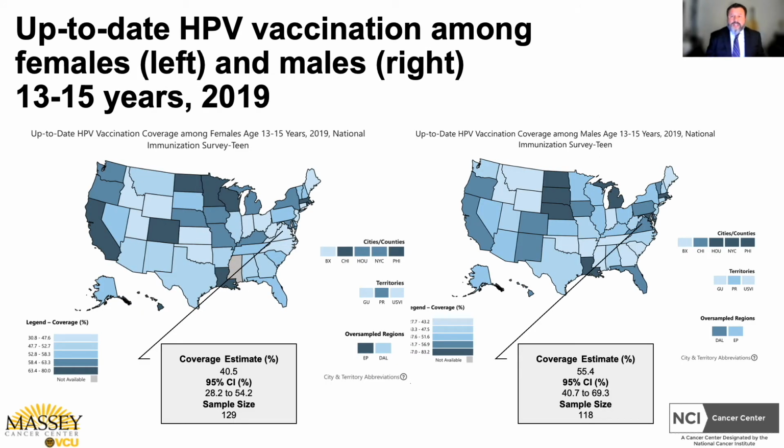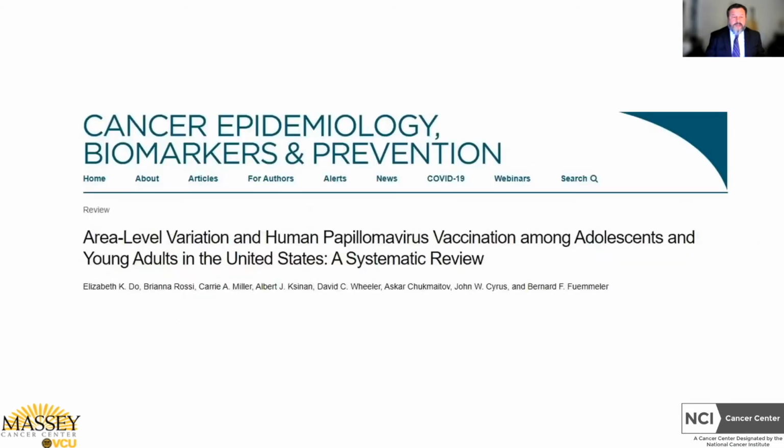So this is just a snapshot of the NIS Teens data. I'm just highlighting Virginia, that's where I'm from, but you can see that our up-to-date coverage among females is around 41%. But look at the confidence interval, it's very wide, and it's really only a sample size of 129 females. And then for the males, it's 118. So a very small sample size that is representing the full state for that method.